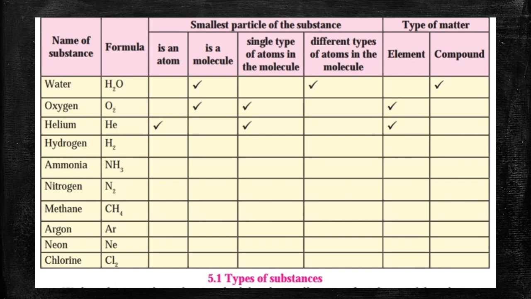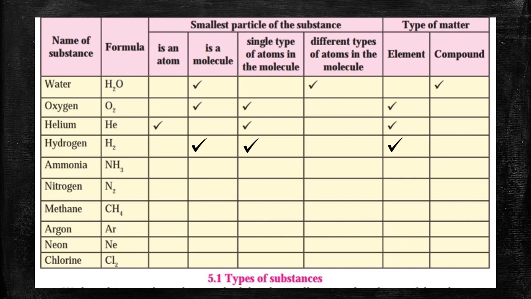Now we will move on to the fourth example, that is hydrogen. Formula is H2. Is it an atom? Again, atom means only one smallest unit. Here we have H2 and hence it is not an atom. It is a molecule. Single type of atoms in the molecule? Go back to the formula H2. Is it a single type of atom? Yes. Different types of atoms in the molecule? No, leave it blank, and then again it is an element. How come element? Because an element is a substance that is made entirely from one type of atom. Hence we will take element.